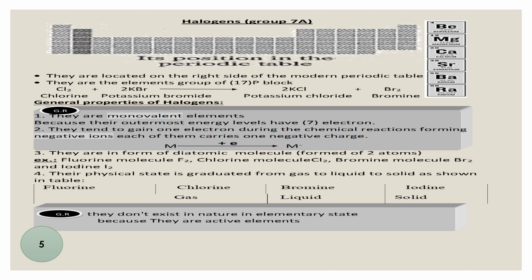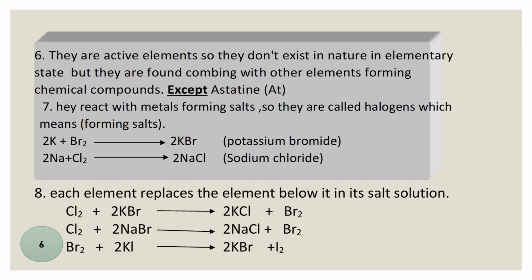So we have an important question. Give reason. Halogens don't exist in nature in elementary states. What I mean by elementary state is 1 atom. Why? Because they are active elements. So they don't exist in nature in elementary states, except astatine. Astatine is prepared artificially. Then they react with metals forming salts, so they are called halogens.